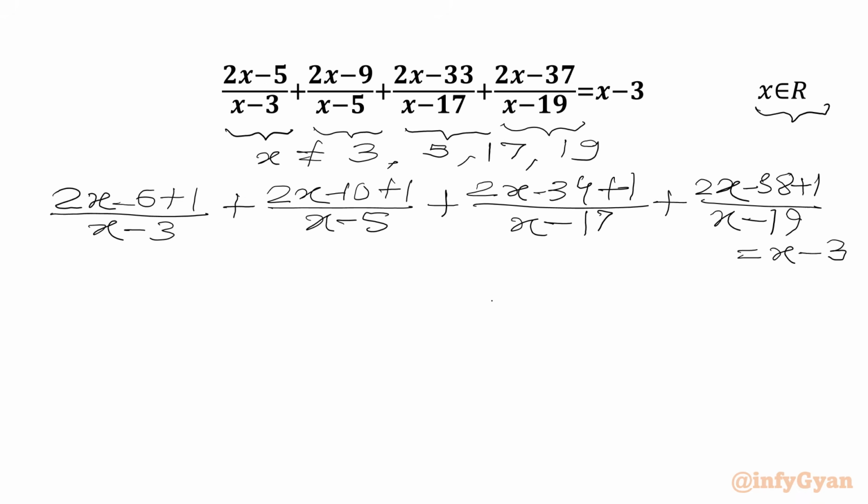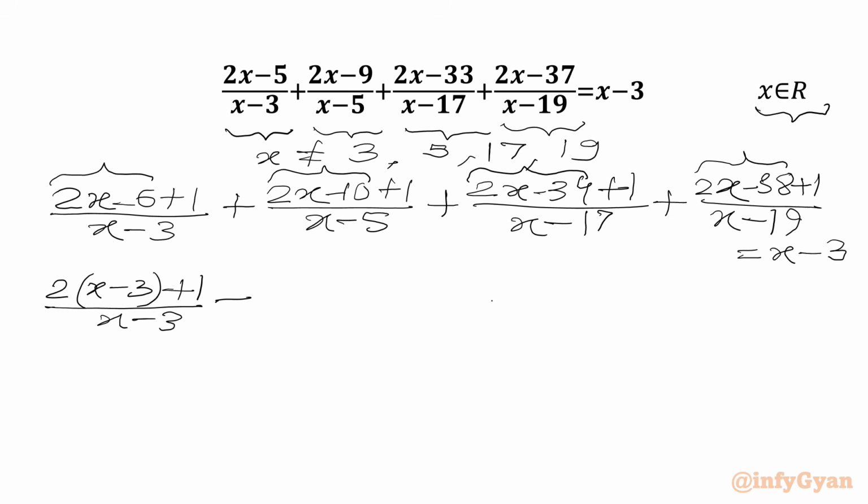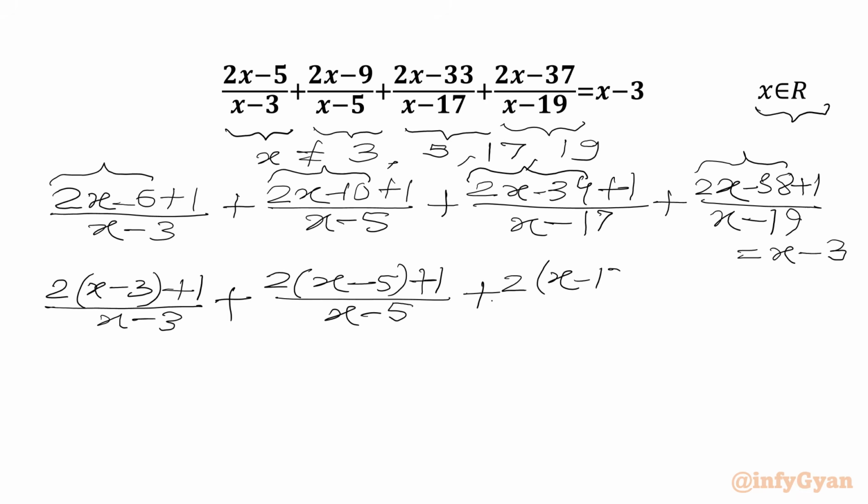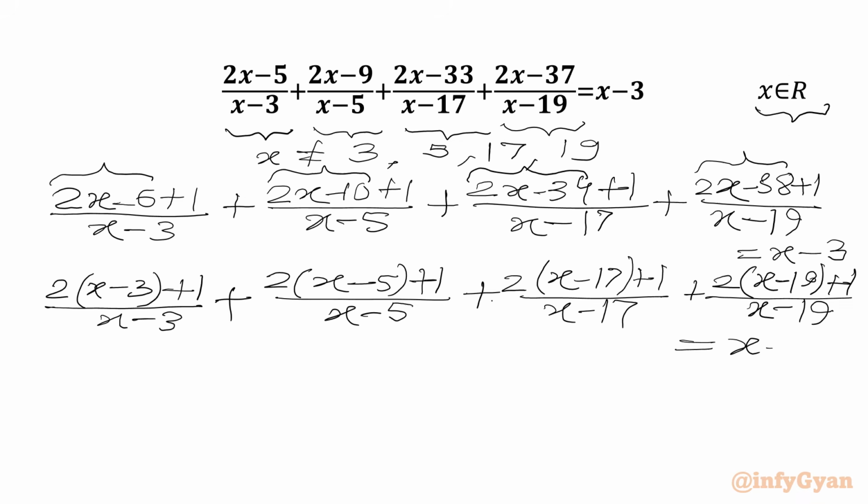Now we will take 2 common from the first two terms of the numerators. So we are going to get 2 times x minus 3 plus 1 over x minus 3, plus 2 times x minus 5 plus 1 over x minus 5, plus 2 times x minus 17 plus 1 over x minus 17, plus 2 times x minus 19 plus 1 over x minus 19, equal to RHS x minus 3.